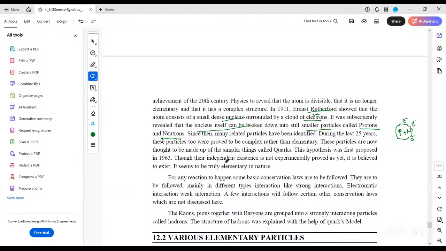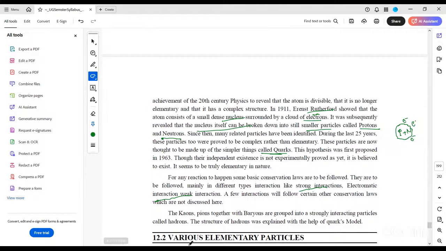And more recently we are saying that, instead of protons and neutrons, the particles are made up of quarks. So all this is the introduction part. Again, for whatever particles we have, we also observe which type of interaction is taking place between the particles: whether it is strong interaction, weak interaction, or electromagnetic interaction.